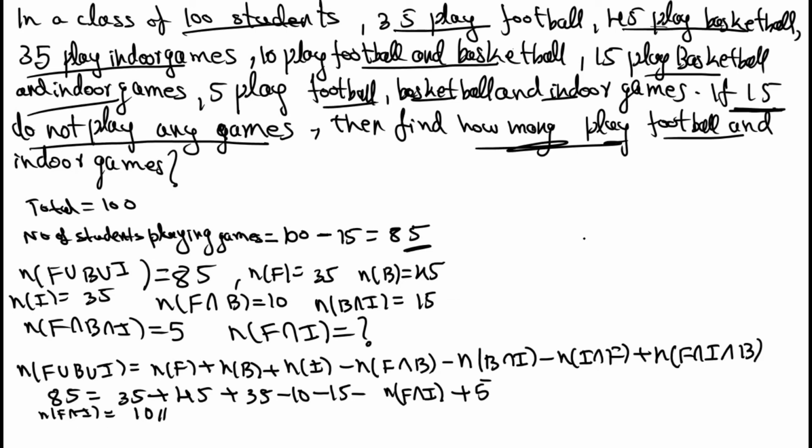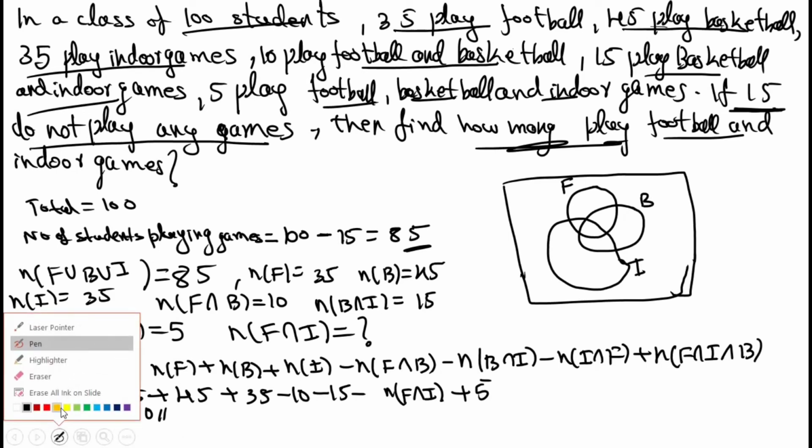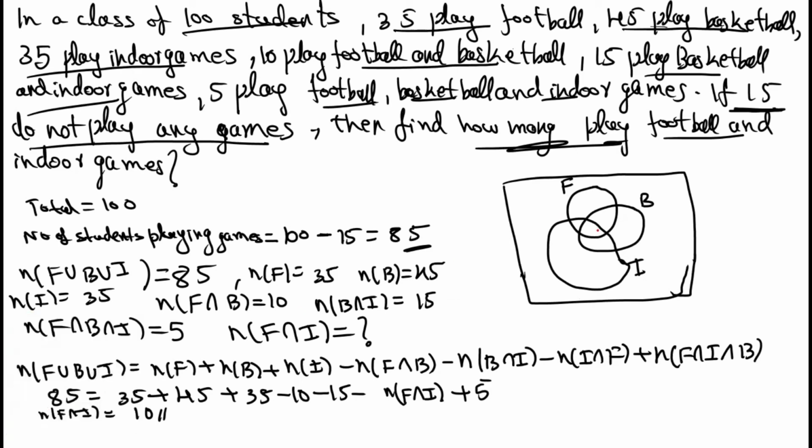Now draw the Venn diagram. Three sets are there. Take A, then B, and one more set that intersects both the sets. Now draw the universal set, then name the sets. I will take first football, then basketball, then indoor games. You need to take circles. The third one may not look like a circle, but you need to take it as a circle.